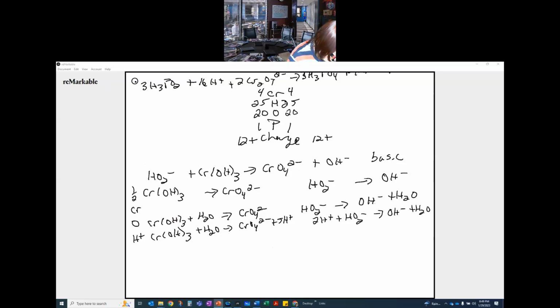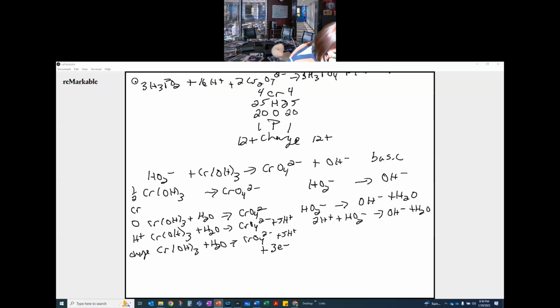Okay, let's look at our charge. I have no net charge here in my reactants, but I do have net charge over here. So I have a 2 minus plus the 5. That leaves me with a big plus 3 charge. So that means I'm going to have 3 electrons there. So Cr(OH)3 plus H2O gives CrO4 2 minus plus 5H plus plus 3 electrons.